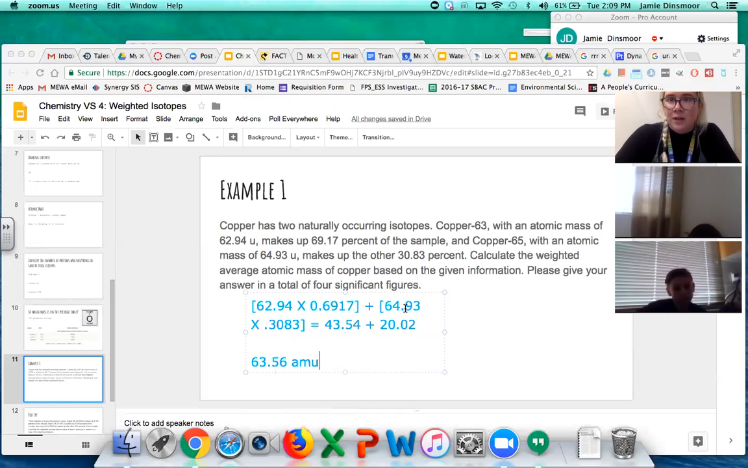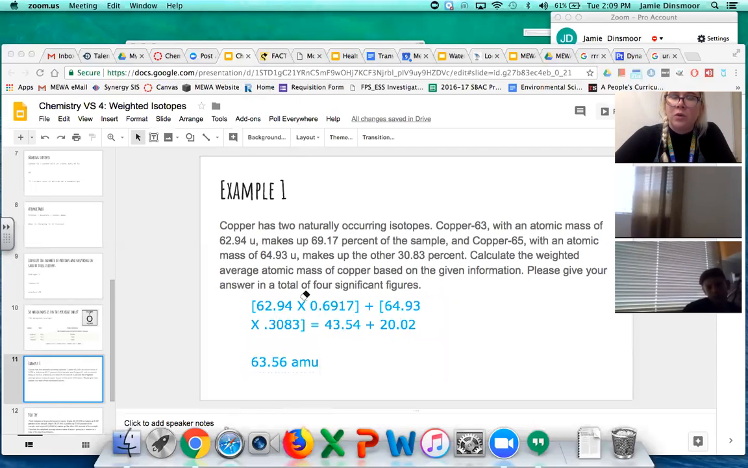Now, does that make sense? Well, let's think about it. Most of the copper sample, 69% of it, was made up of copper 63, whereas 30% was copper 65. So it makes sense that we get an answer that's closer to 63, because 69% of the sample is copper 63. That's what a weighted average does: it counts the 63 more than it counts the 65.